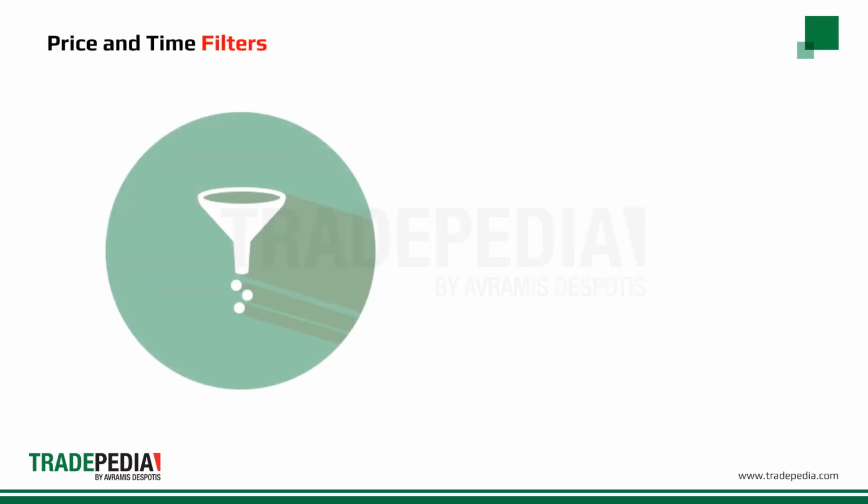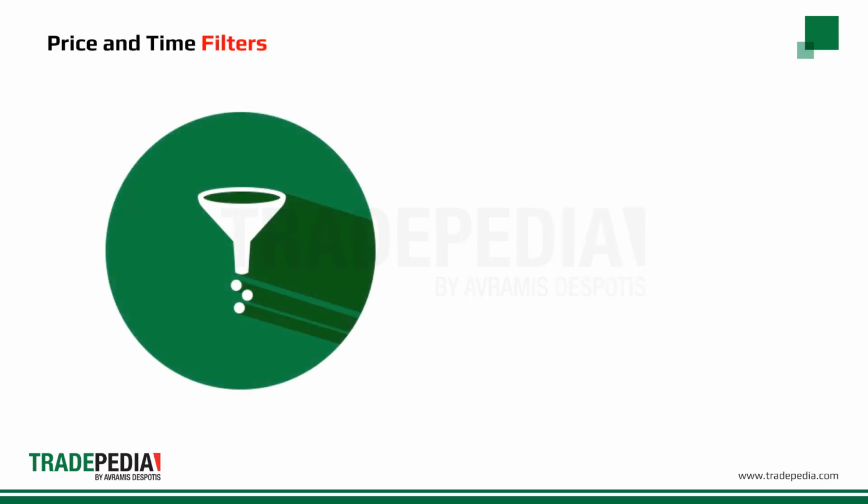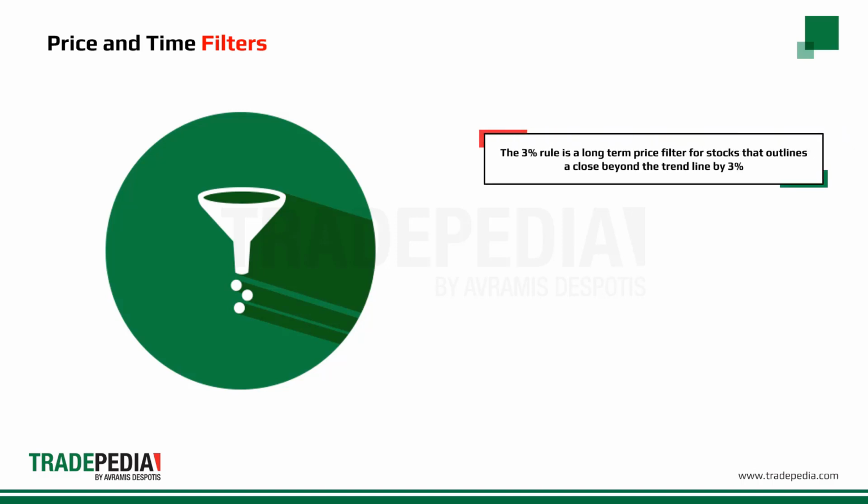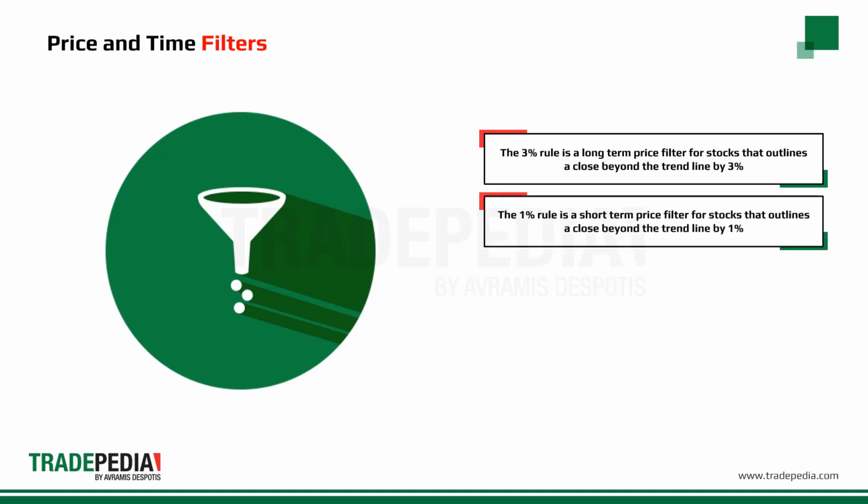Price and time filters are used by traders to validate the penetration of a trend line. For long-term charts, we use the 3% rule, which means that the price has to close 3% or more beyond the trend line to consider it a valid break. For short-term charts, traders would prefer to use 1% as a price filter.